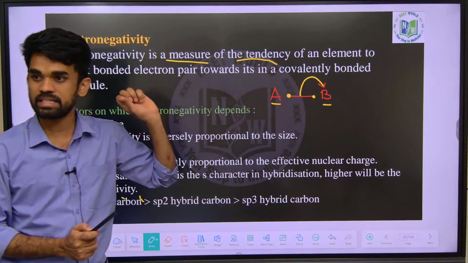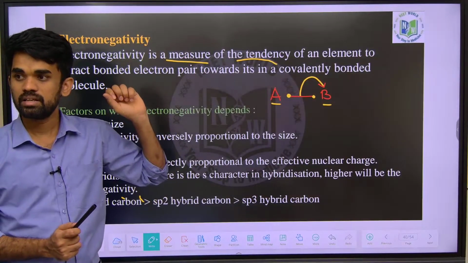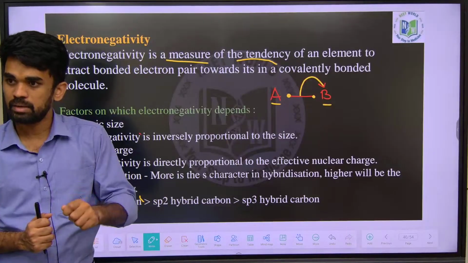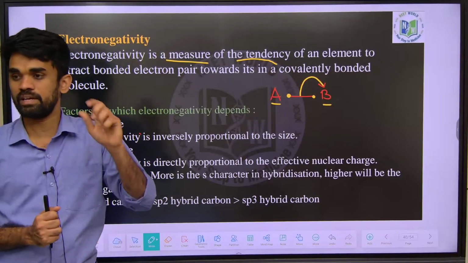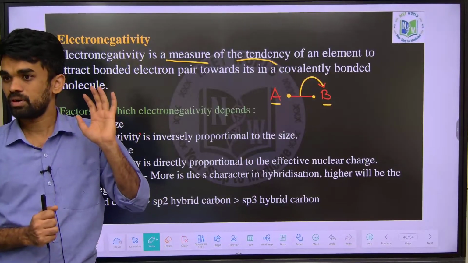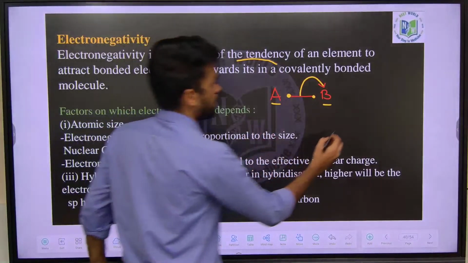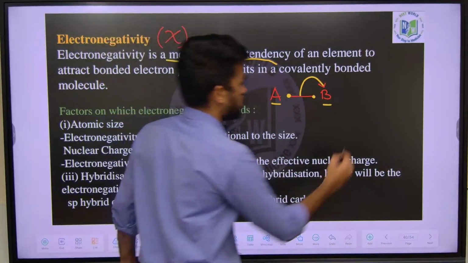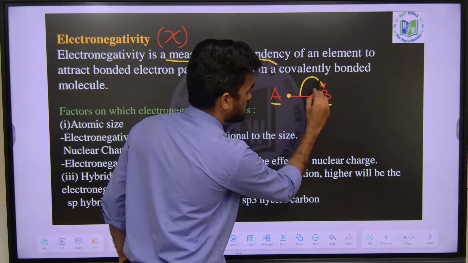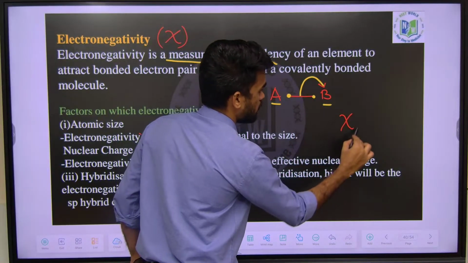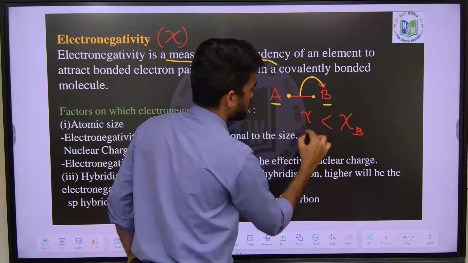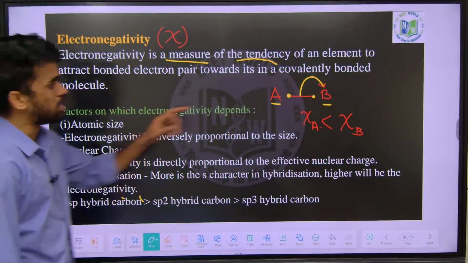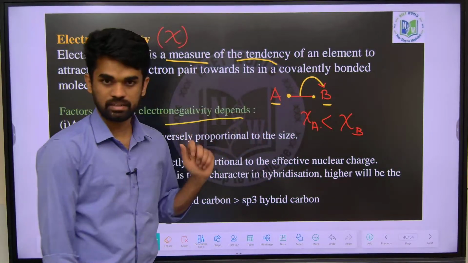Define once again: electronegativity means the tendency of an element to drag bonded electrons towards itself in a covalent molecule. The electronegativity symbol is X, or you can say chi. If the bonded electrons are taken by B, then chi B is greater than chi A. Now, what are the factors affecting electronegativity?